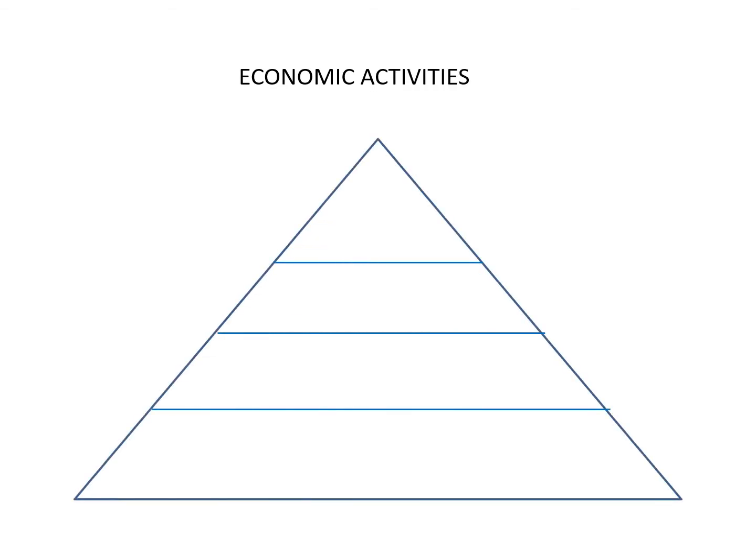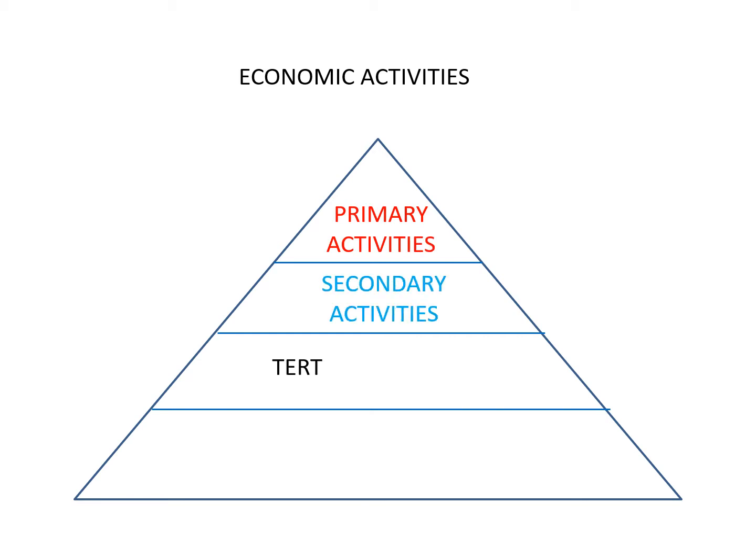Now, economic activities are broadly divided into 4 sectors: primary activities, secondary activities, tertiary activities, and quaternary activities. So today we'll only focus on primary activities. Now, what are primary activities?